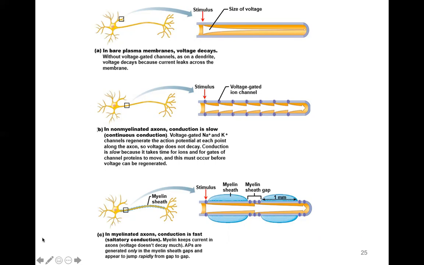Now, please do keep in mind that this type of potential, which we will see in only the dendrite and the cell body of your neuron, is referred to as the graded potential. This type of potential happens only in these two locations where there is no myelin sheath. And that leakage of charge causes significant degradation of the signal over a short period of time. The second scenario you see is a non-myelinated axon.